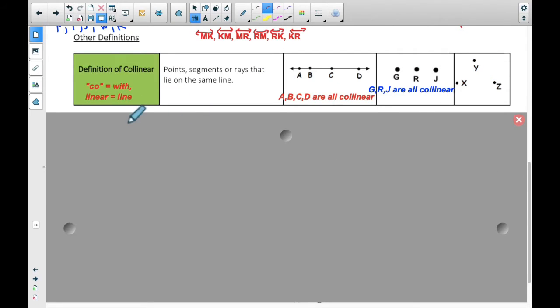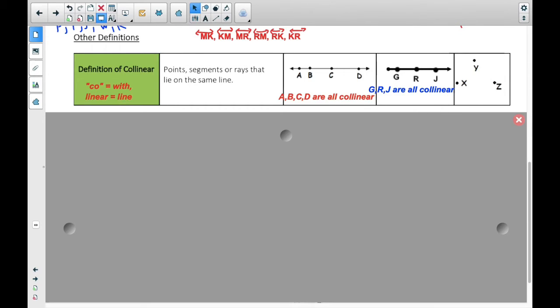Okay, another word that we use a lot is collinear. Co means with, and linear means line. And so collinear means if they're on the same line. If they're on the same line, they're with each other on that same line, then they are collinear. So in this diagram, A, B, C, and D, those are all collinear because they're all on the same line. And in this one, G, R, and J, they are also collinear. Now, the line wasn't drawn in there, but I could draw one. So if I draw in the line, there it is, they're going to be collinear. They're all on the same line.